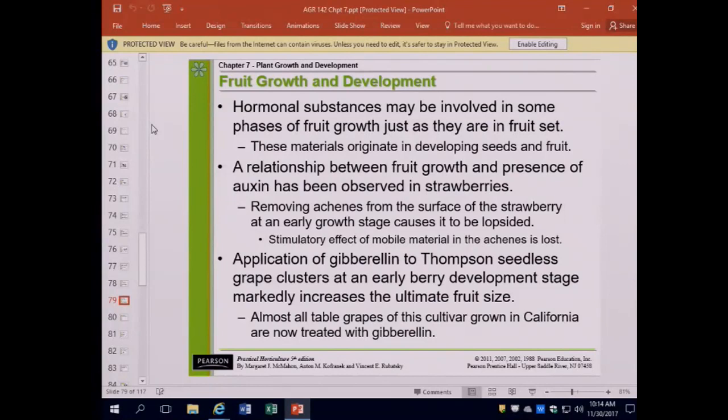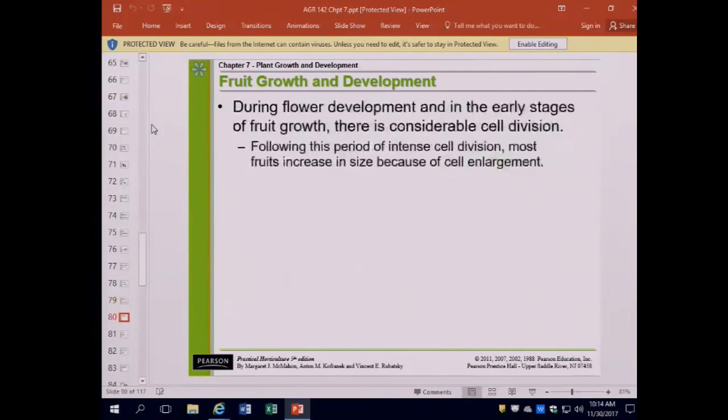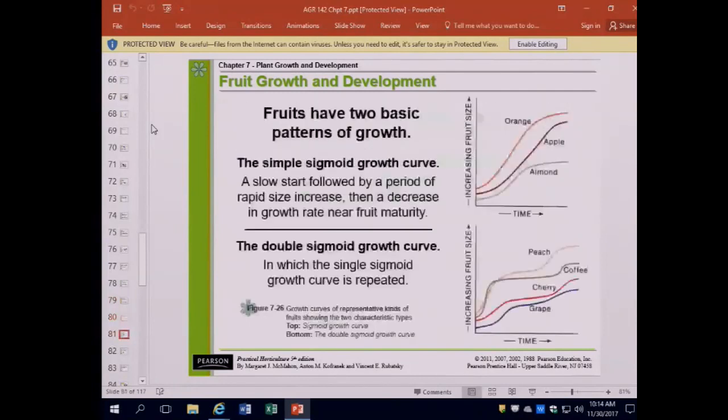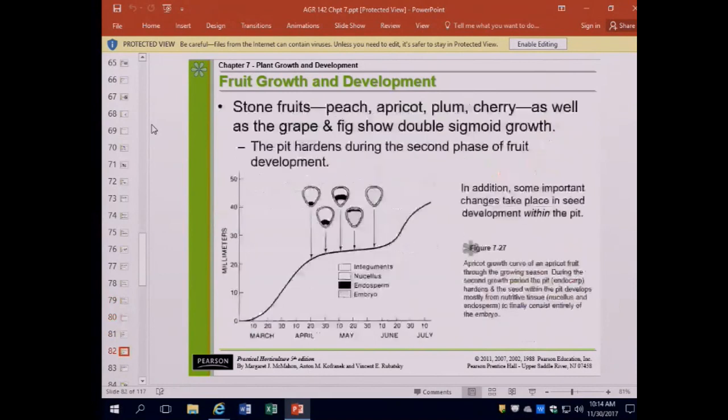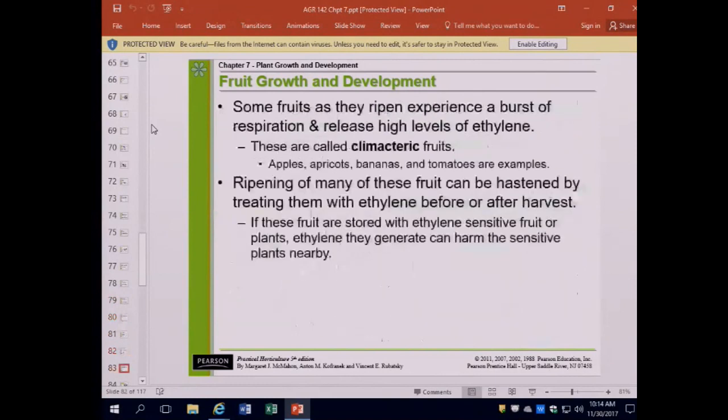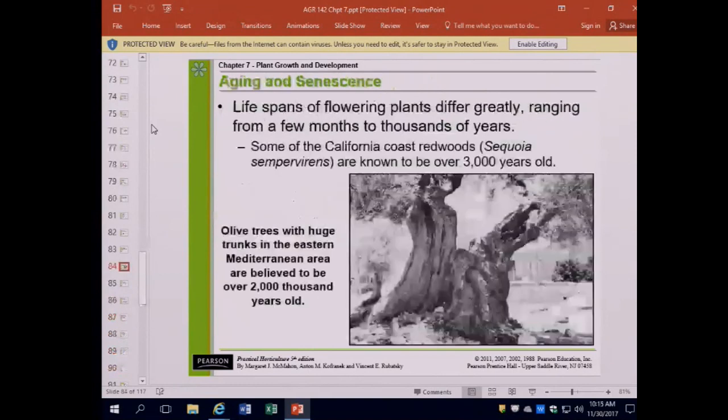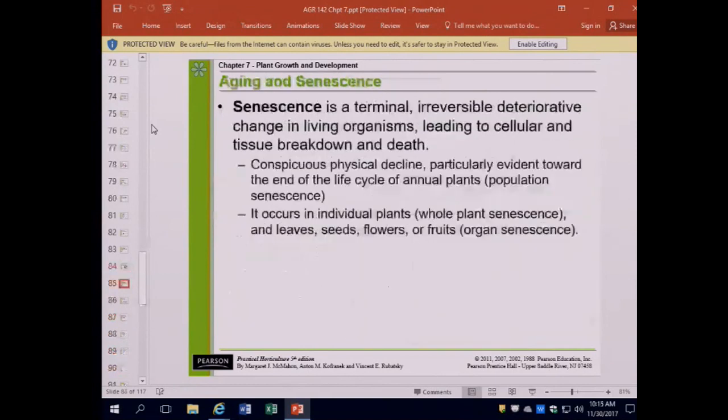But these hormones that we're talking about are naturally occurring things that determine the amount of elongation that you have in cells as plants are growing. All right, another term, we mentioned it the other day, is one called senescence. That's a terminal, irreversible deteriorative change in living organisms, leading to cellular and tissue breakdown and death.